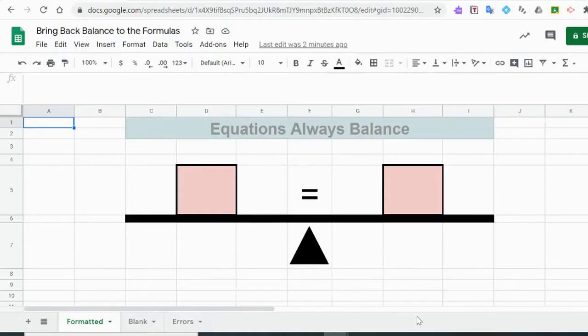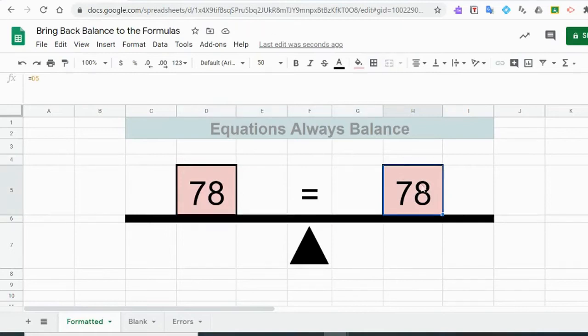Welcome to a lesson about formulas and errors. We're going to start off by looking at a balance. Of course, we know that in an equation, both sides must equal each other. So if one side of the equation is 3, then they both have to be 3. One is 78. Well, 78 equals 78.